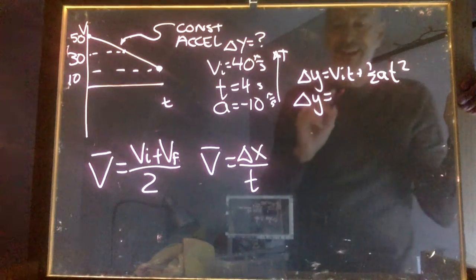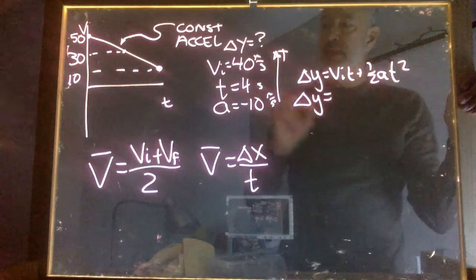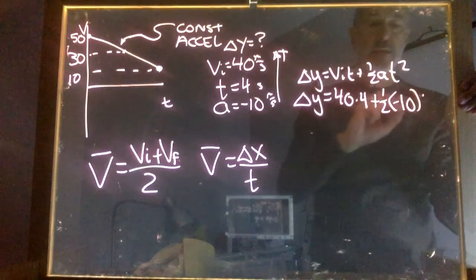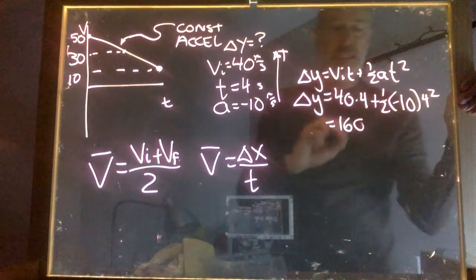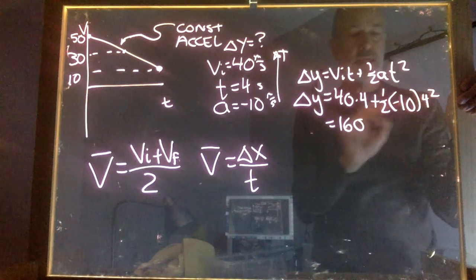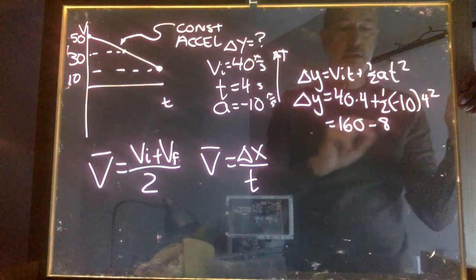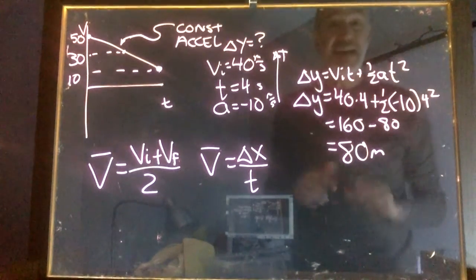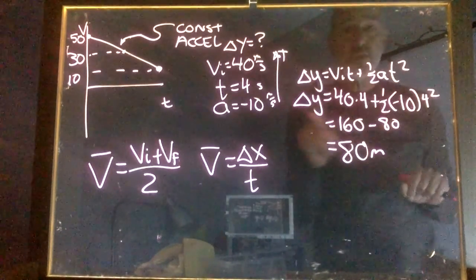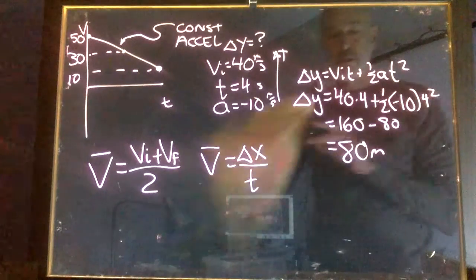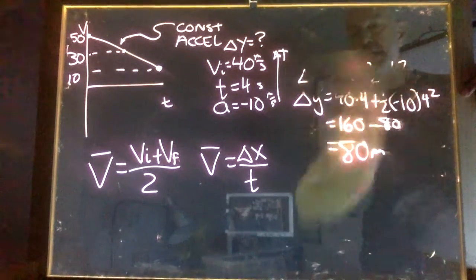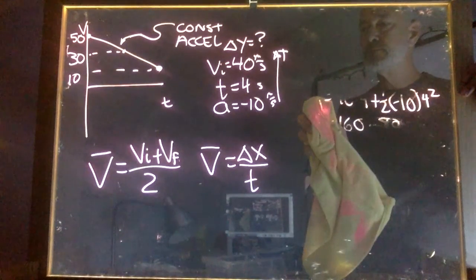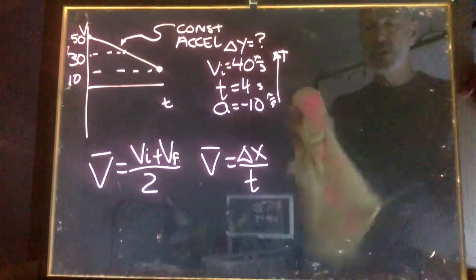Don't do it wrong. Delta y equals Vi, 40, times 4 plus 1/2 times -10 times 4 squared. This is 160. This is minus 80. And this ends up being 80 meters. Okay? So that's my actual answer. That's one way to do it. I can't do this in my head. So I'm going to show you a little trick. The little trick, I'm going to erase it, but I'll write 80. Remember that the answer was 80 meters. It's 80 meters higher than it was. Okay?